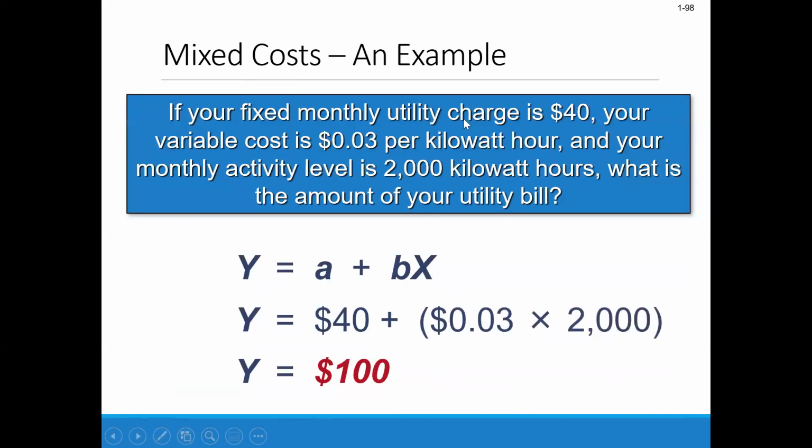So if your fixed monthly utility charge is $40 and your variable cost is 3 cents per kilowatt hour, and your monthly activity level is 2,000 kilowatt hours, what is the amount of your utility bill? A is the fixed plus 3 cents times 2,000. So $40 plus $60 gives you the $100.